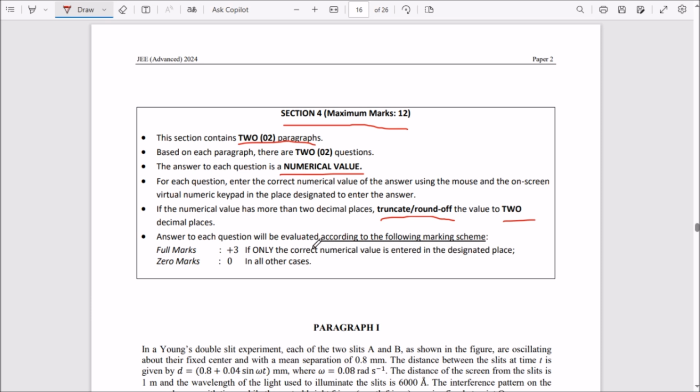Answer to each question will be evaluated according to the following marking scheme. You will get full marks of 3 if only the correct numerical value is entered in the designated place. In all other cases, you will not get any marks. That will be 0. Let us see the questions.